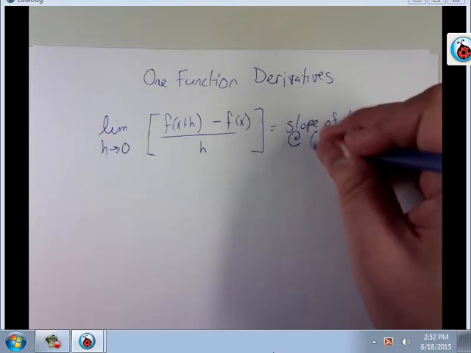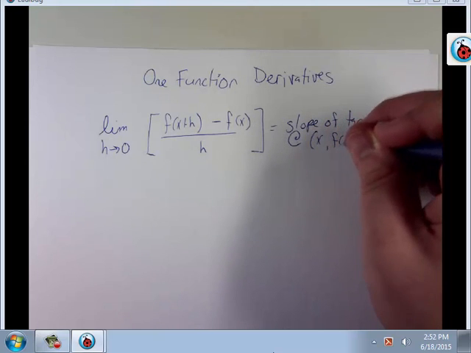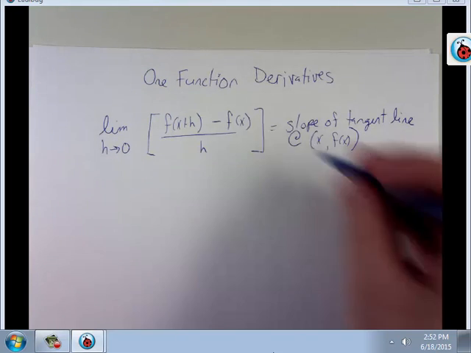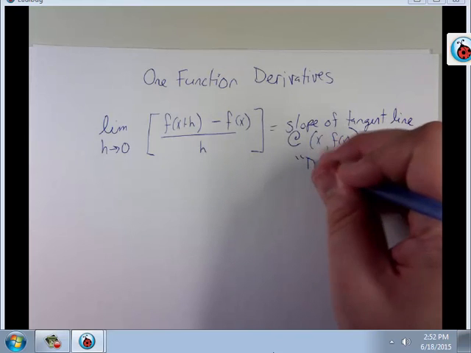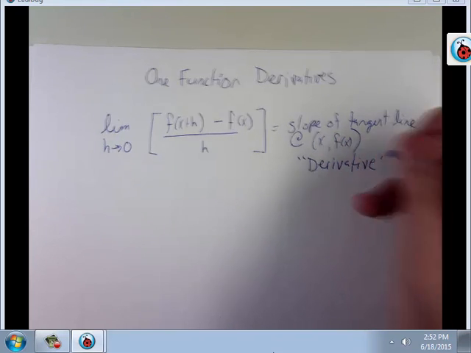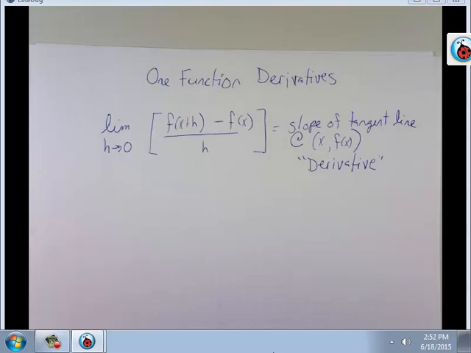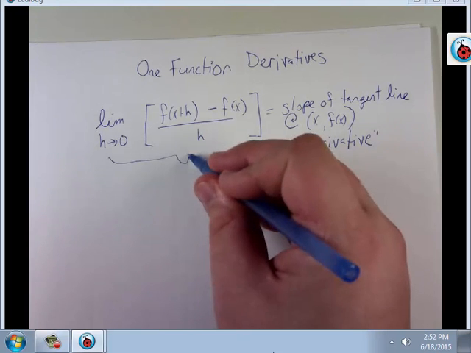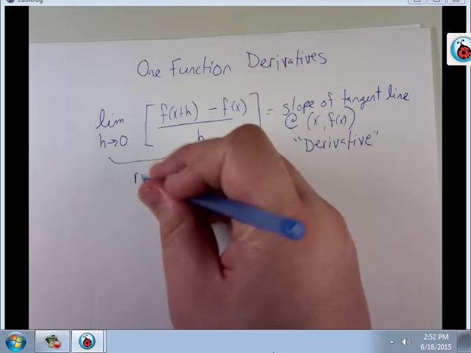At x, f of x. The problem becomes, as you saw in the last video, that's a lot of work. So we want some way to make this simpler. First, we're going to change this to the word derivative. And we're going to change this to rules.